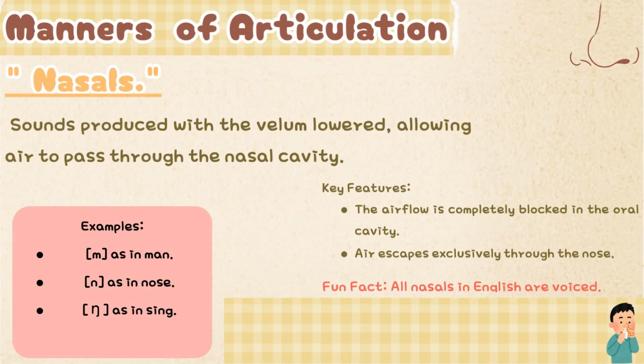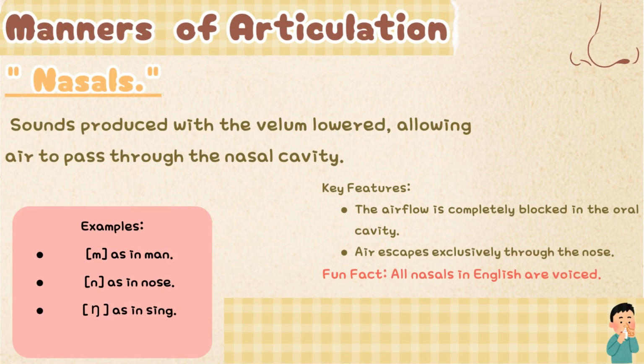Another manner of articulation is nasals. Nasal sounds are produced by lowering the velum, the soft part at the back of the roof of your mouth, allowing air to escape through the nose instead of the mouth. In nasals, airflow is completely obstructed in the oral cavity. English has three nasal sounds: the sound m as in man, the sound n as in nose, and the sound ng as in sing. Interestingly, nasal sounds in English are always voiced, meaning the vocal cords vibrate during their production.